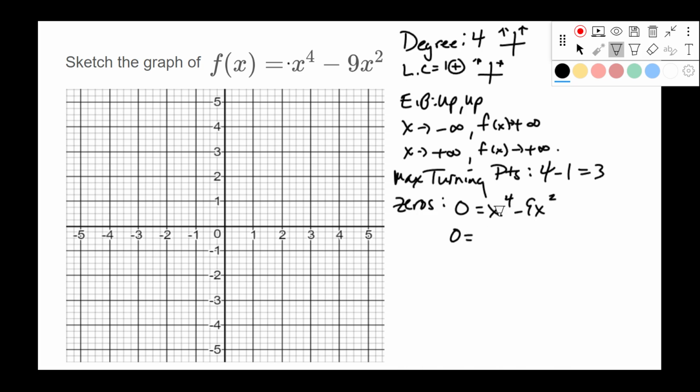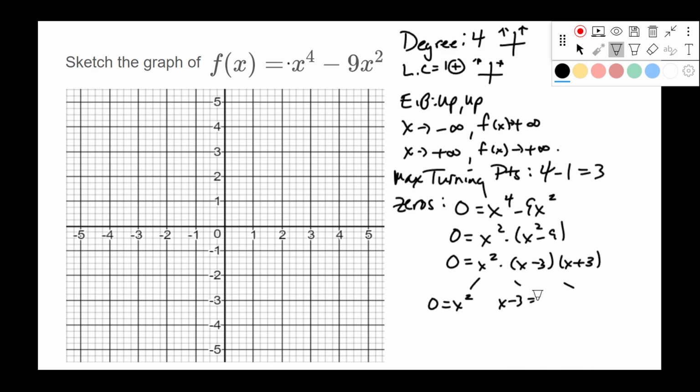All right. Find your GCF. We're going to factor it. Take out x squared. We have x squared minus 9. And then we are going to factor x squared minus 9. It's the difference of two squares, x minus 3 times x plus 3. Split them all off. 0 equals x squared. We have x minus 3 equals 0. x plus 3 equals 0. So this one is negative 3. This zero is 3. And this zero is 0.